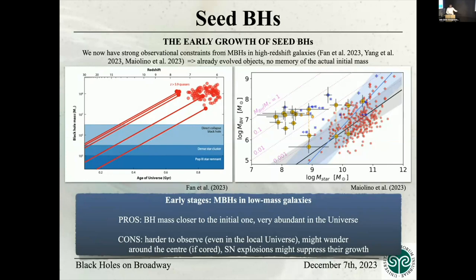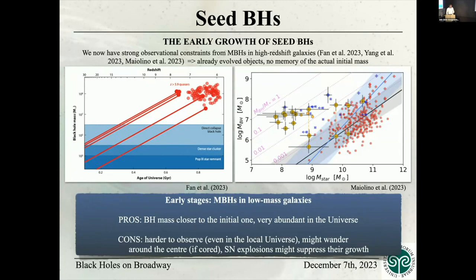So we should go back even further and look at the early stages, so even lower mass systems. Of course, this has some advantages. We can probe black holes that ideally are close to the initial mass, and low mass galaxies are extremely abundant in the universe, especially at low redshift. Of course, there are some problems with this. Typically, low mass black holes are harder to detect, and low mass galaxies are less luminous, so harder to observe, even in the local universe. On top of this, if the galaxy is cored, we might expect this black hole to wander around the center. And also, as Daniel showed and many simulations show, supernova feedback might suppress the initial growth of these black holes. So this may give some issues also with this simple picture of continuously Eddington-accreting black holes.